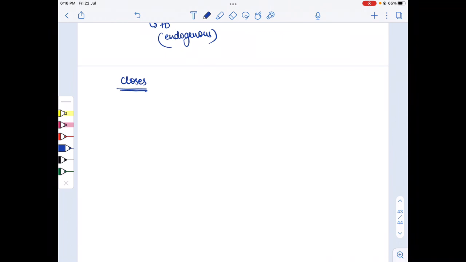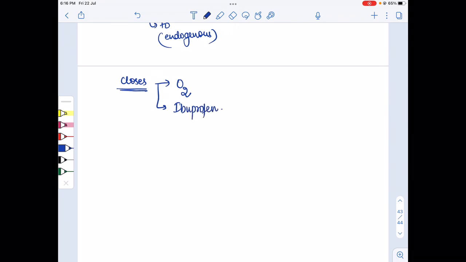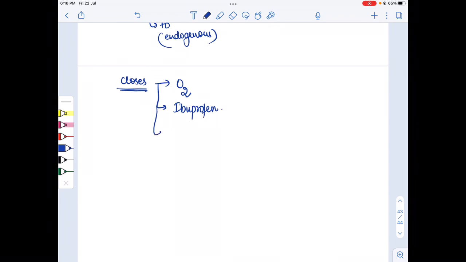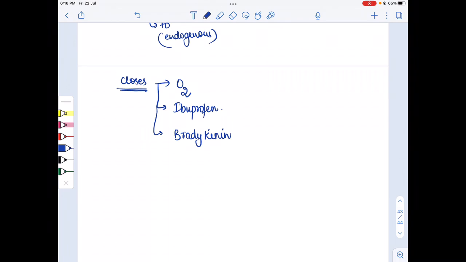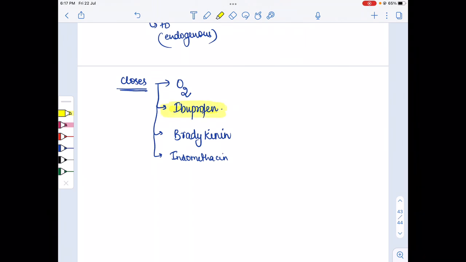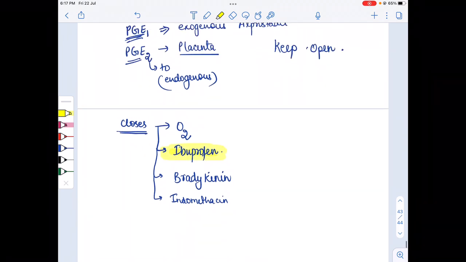Now we have to close the ductus arteriosus. Which is going to help to close the ductus arteriosus? First one is oxygen, second one is ibuprofen. These are going to close the ductus arteriosus. And we have bradykinin also, which helps to close the ductus arteriosus. And we also have indomethacin, which is also going to close the ductus arteriosus. We can give all these, but the most important is ibuprofen. We prefer ibuprofen for closing of the ductus arteriosus.